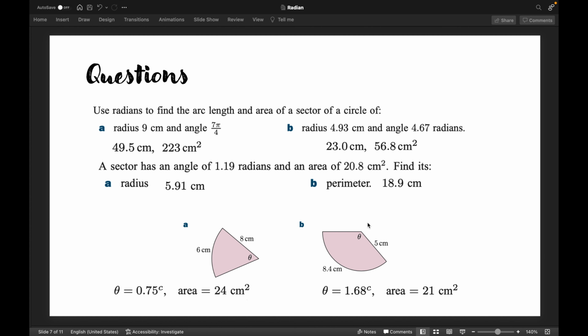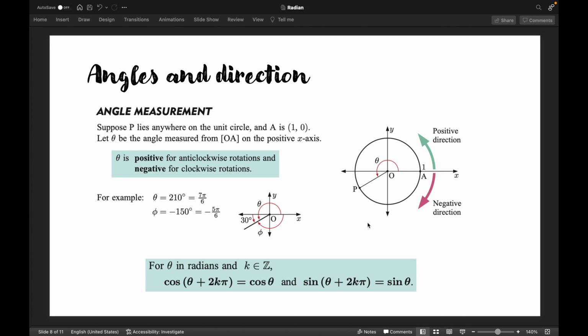Okay, now let's move on to the next topic. From now on, it's going to be a lot of theory. First we'll learn about angles and direction. You might have thought that angles are only positive. Well, that's not true. So let's look at it.